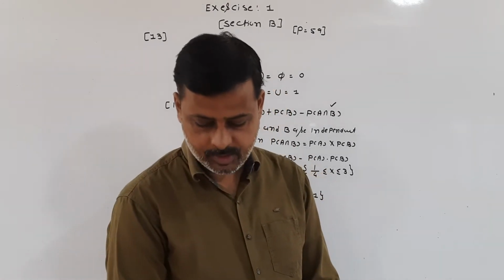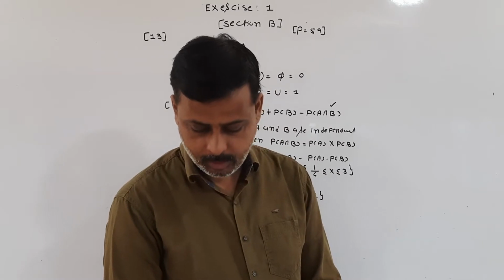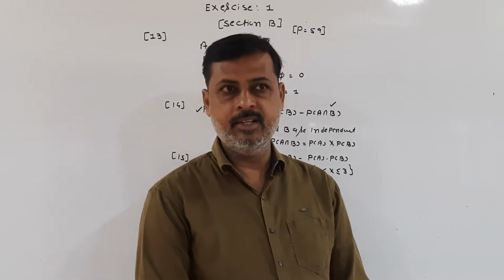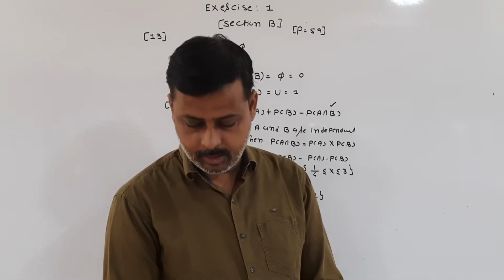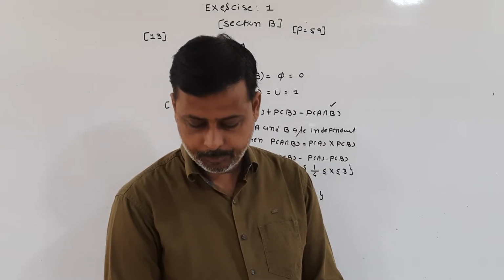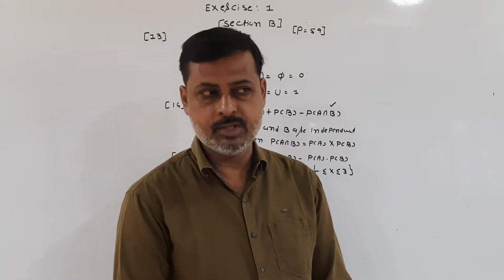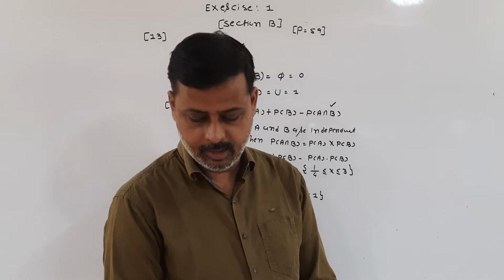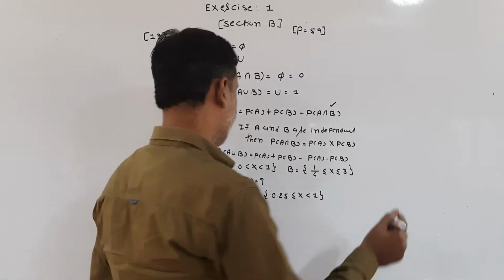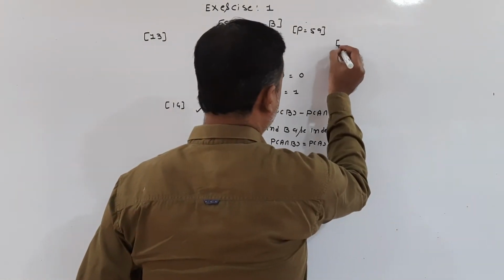Now example number 16. For two independent events A and B, P of A is 0.5, P of B is 0.7, and we have to find P of A dash intersection B dash.